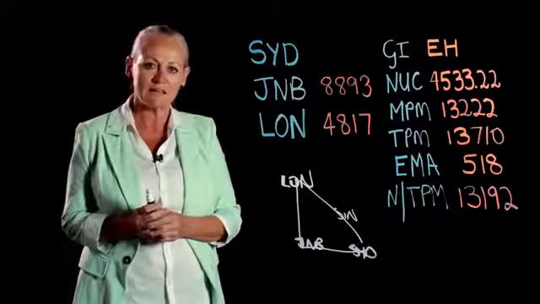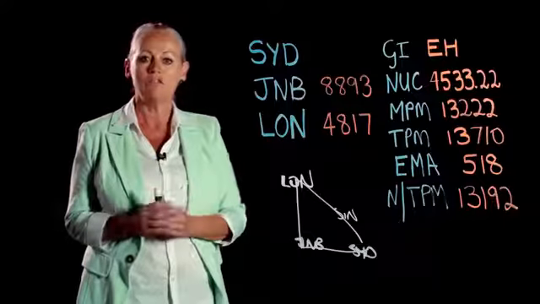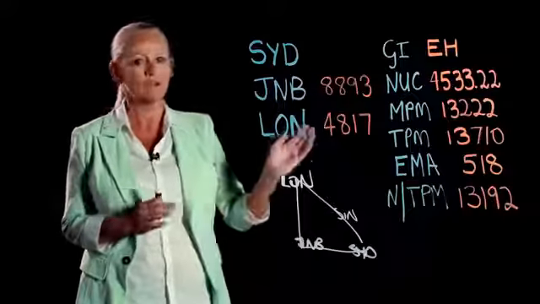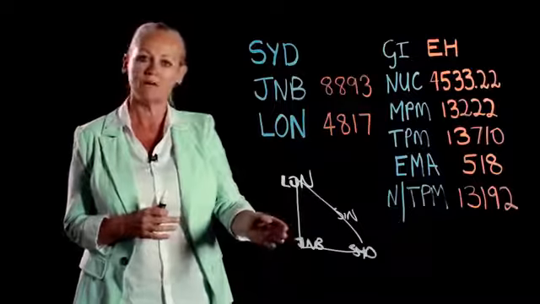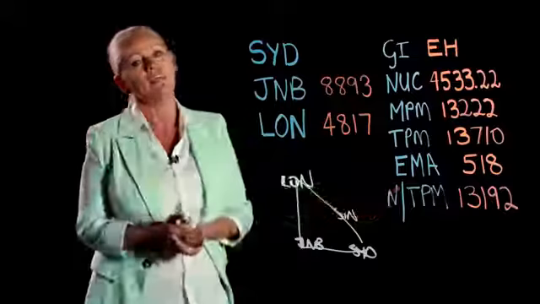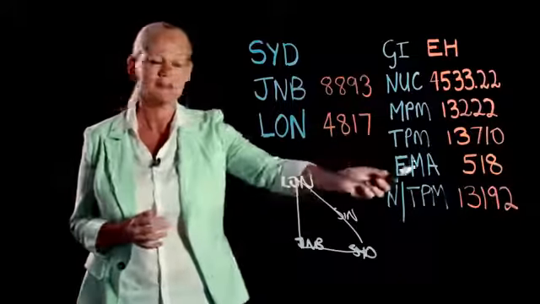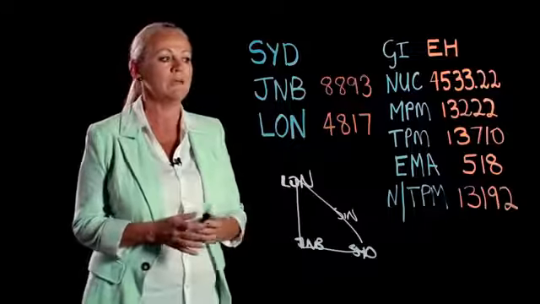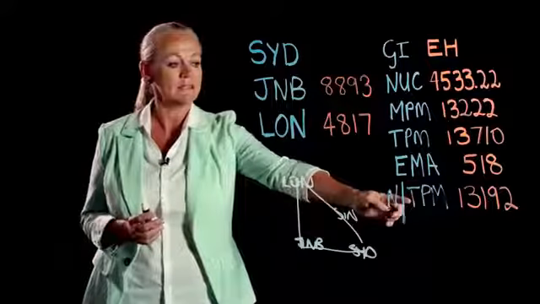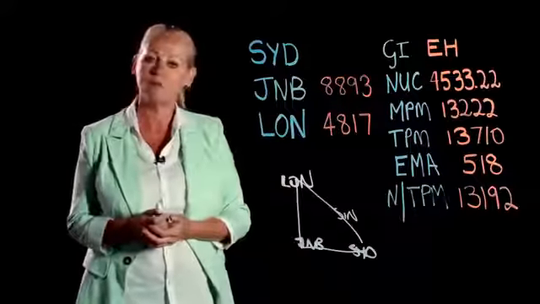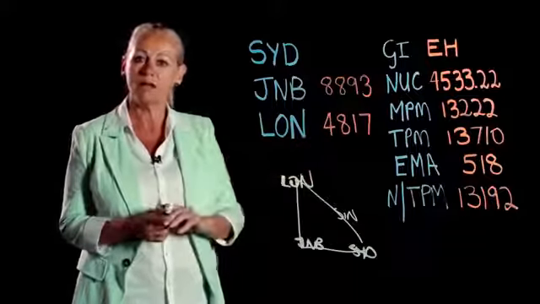So looking at your notes under EMA, which is excess mileage allowance, I look at the chart and it says for travel between Australia and the UK and Europe via Johannesburg, I'm allowed a deduction of 518 miles. So what that means is I can deduct 518 from my TPM of 13710, and I have a new TPM of now 13192. My new TPM is lower than my MPM.